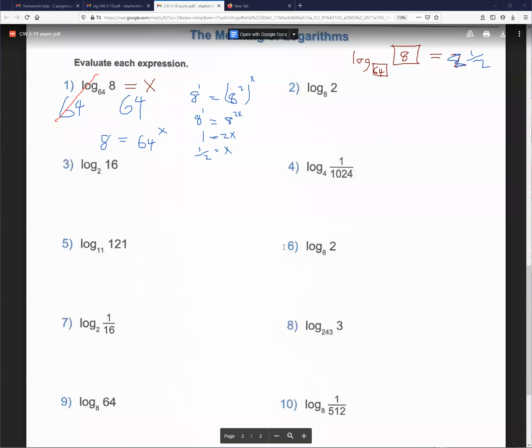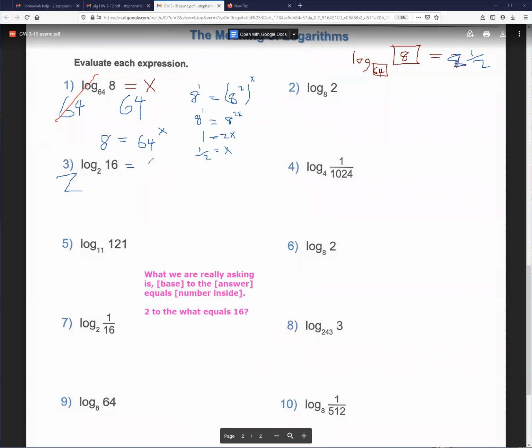Basically, what we are really asking is: whatever the base is, to the answer we want, equals the number inside. So in the case of number 3, that would read as 2 to the what equals 16. And if we go through the process of doing exactly what I just did, you're going to see exactly how that plays out. So we're going to do 2 to the power on both sides.